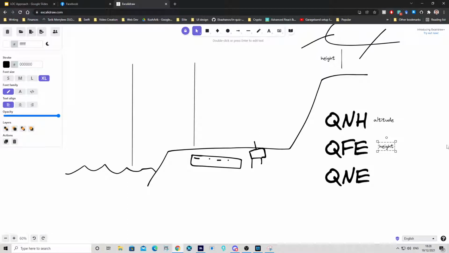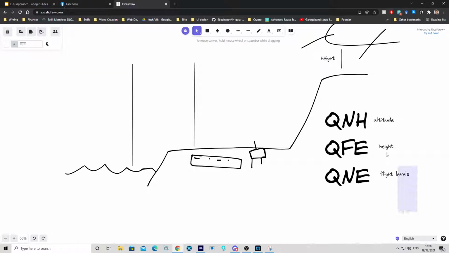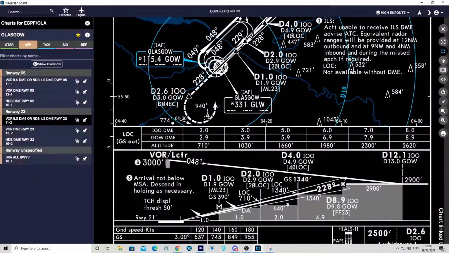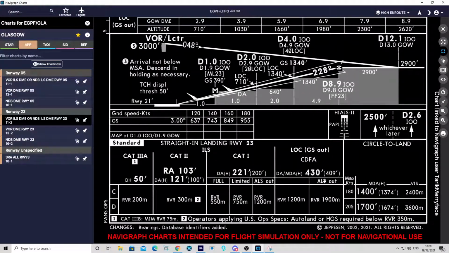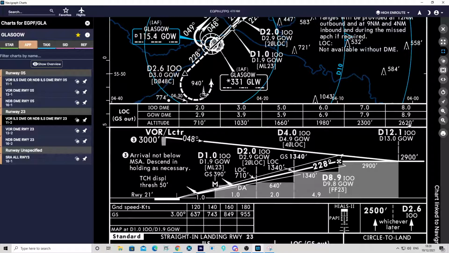QNE is just 1013, which gives us flight levels. Make sense? Yep, got it. So going back to these, you got DA and DH. We'll go with the precision ones for now. DA is altitude, DH is height. Decision altitude, decision height, of course. That's all it is. Good. These are altitudes, as you can see right here. So you'd be using QNH.